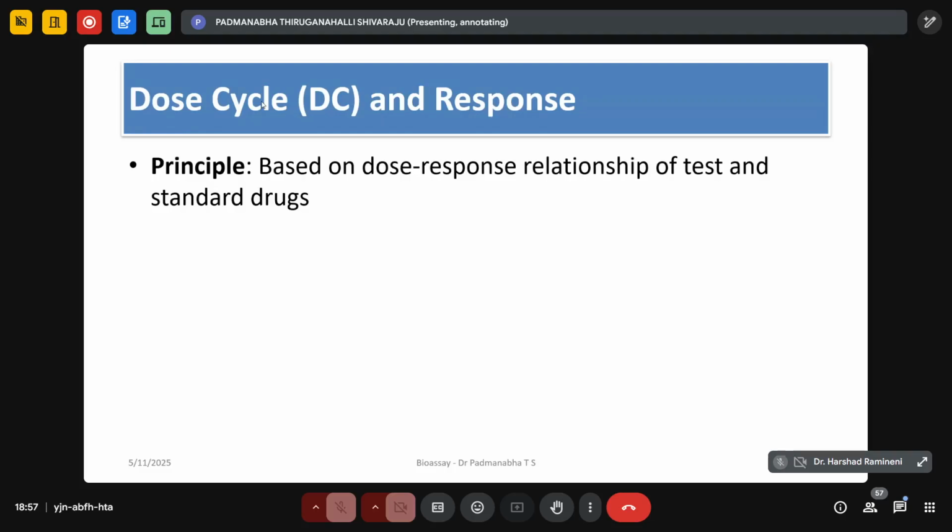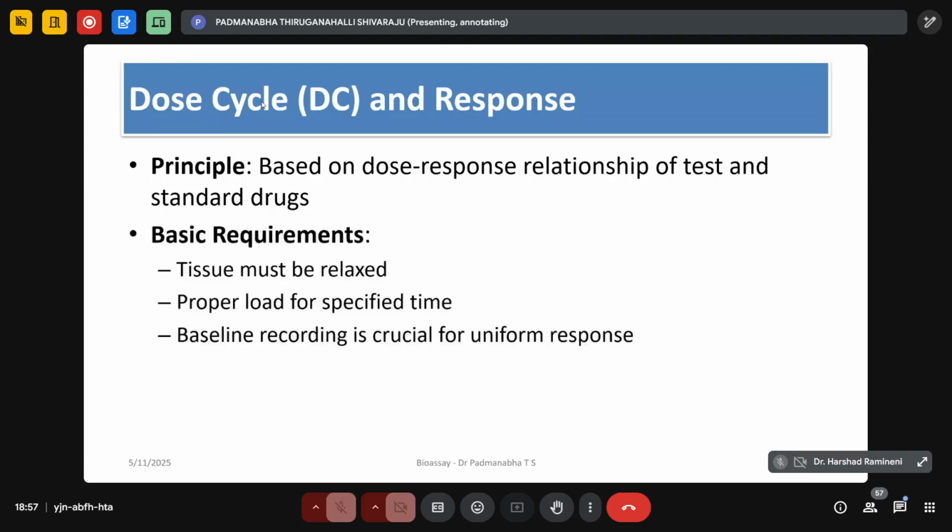Coming to the dose response relationship, the principle which is used behind dose cycles and the responses. Based on the dose response relationship of the test and the standard drugs, we need to decide how many dose cycles there have to be, at what frequency we need to administer the drug, and at what rate we are going to get the response.